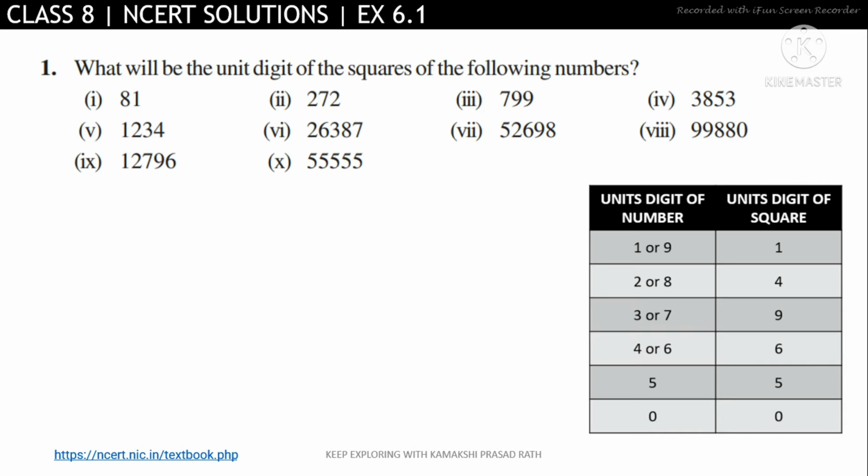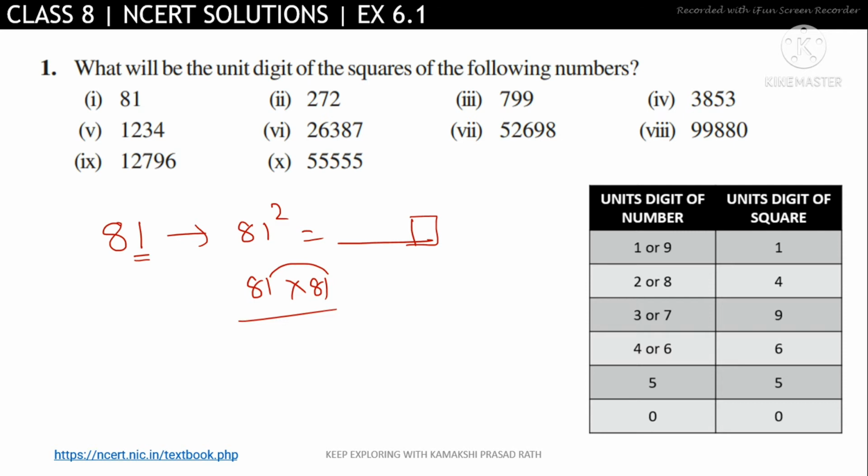So the first question says we are having 81. So see, the units place is 1 here. So what will be the units place of 81 square? We have to find out. So if you square 81, anyhow 81 into 81, when you do 1 into 1, you always get 1 at the end, which says here, see the table now. So if the unit digit of the number is 1, the square also will be 1. So we can say 81 square will end with 1.